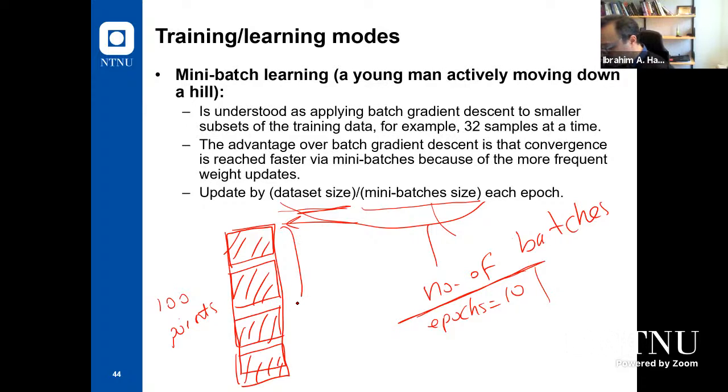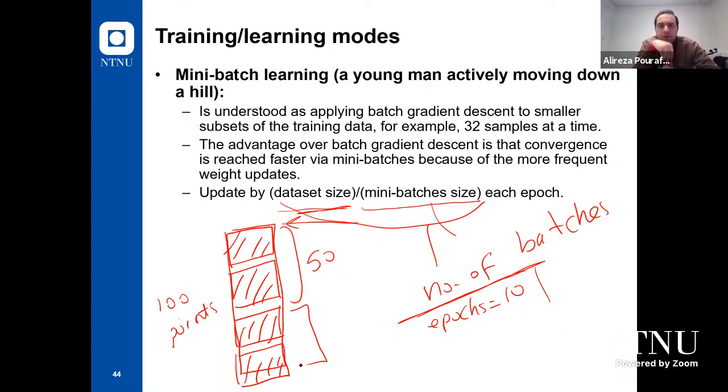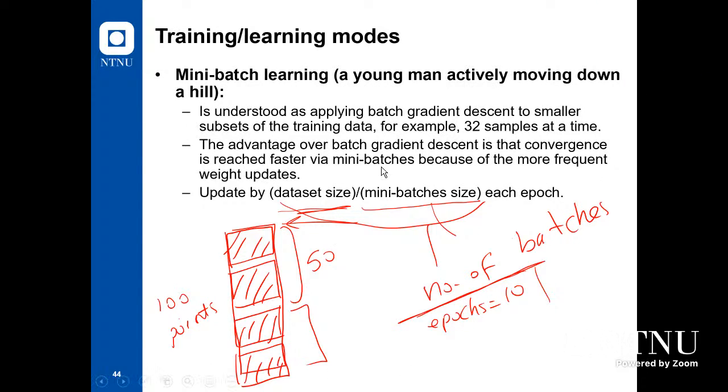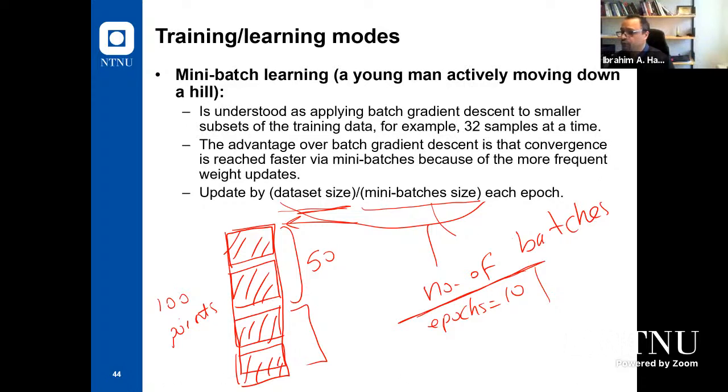If the batch size is 50 points, so we have two mini batches, in this case, how many times will we adjust weights? We have 100 points. We divided those 100 points into two mini batches. So how many times will we update weights? Twice in each epoch, 2 times each epoch, correct? 2 times each epoch. So in total, it will be 20 times.